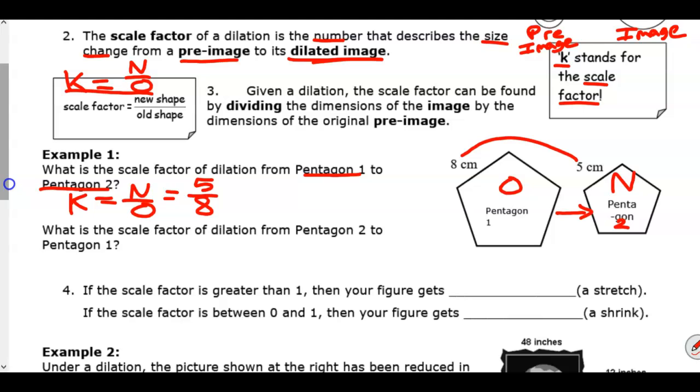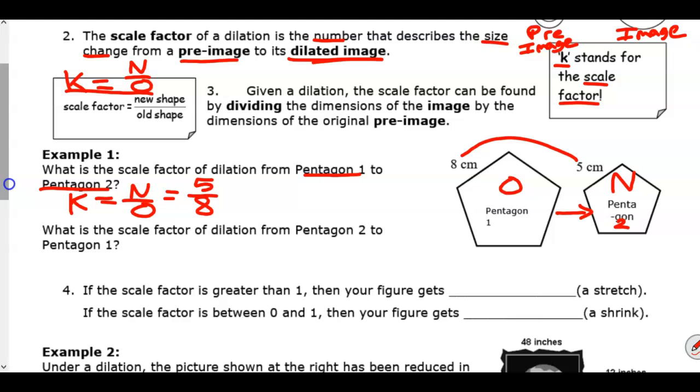Okay? So, that's it for that one. Okay? Now, that seems simple, but it's deceptively simple because sometimes you might get mixed up which one's new and which one's old, and then it'll be wrong, right? It's got to be the right one over the right one.